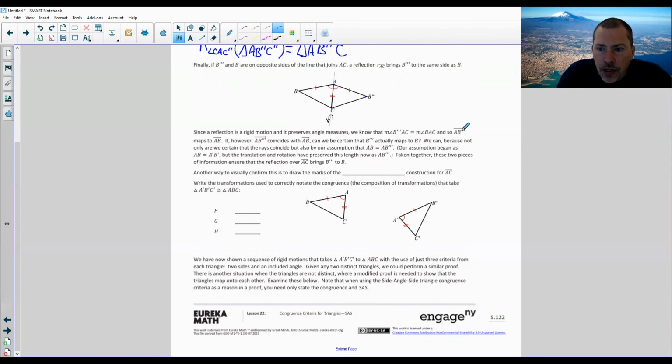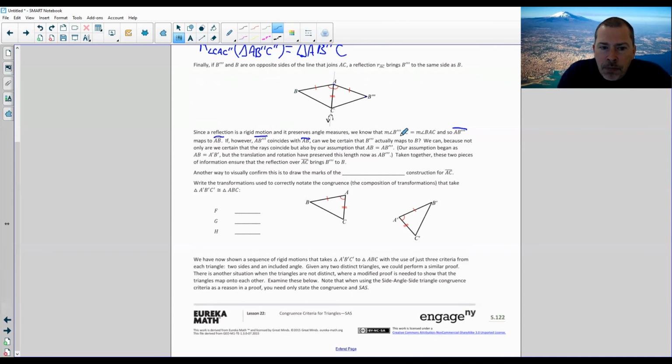And it's equal to the measure of angle BAC. And so AB triple prime maps to AB. And again, they're putting rays up there, and I don't know why. Those should be sides. Side AB maps to side AB. If, however, AB triple prime, not the ray, the side, coincides with side AB, we can be certain that B triple prime actually maps to B.